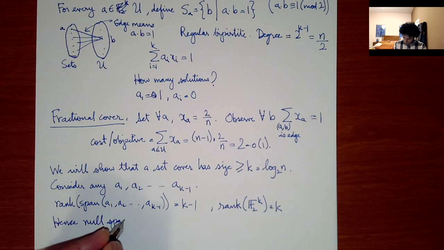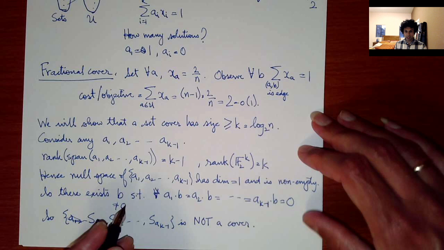So there exists a non-zero b such that a1 dot b is equal to a2 dot b is equal to ak minus 1 dot b is 0. So S_a1, S_a2 up to S_ak minus 1 is not a cover, because there is this non-zero element that has not been covered. The only way it is covered is if it has a dot product of 1 with someone in this collection. But these are k minus 1 vectors, so they span a k minus 1 dimensional subspace.